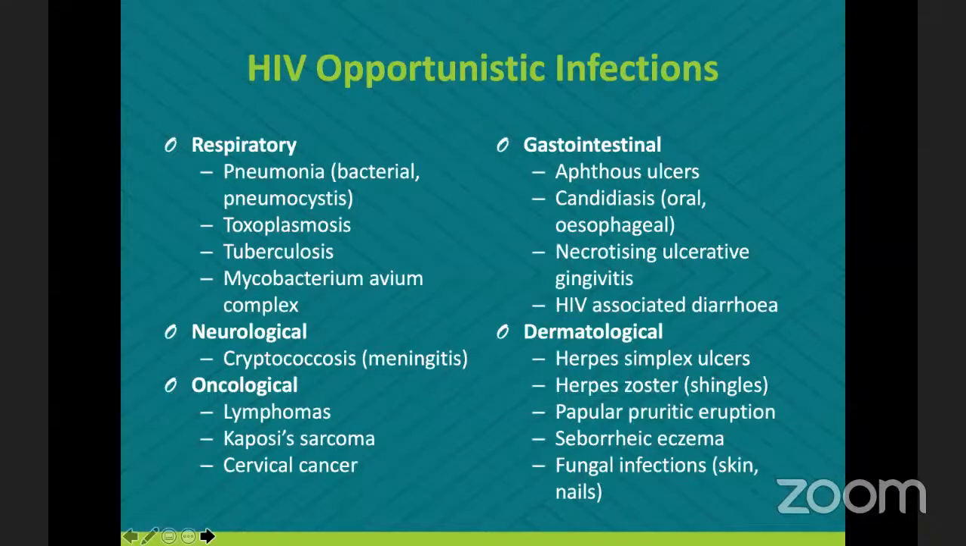Gastrointestinal infections can include aphthous ulcers, candidiasis, necrotizing ulcerative gingivitis, HIV-associated diarrhea. Dermatological infections could be herpes simplex, herpes zoster, a papular pruritic eruption, seborrheic eczema, as well as fungal infections.